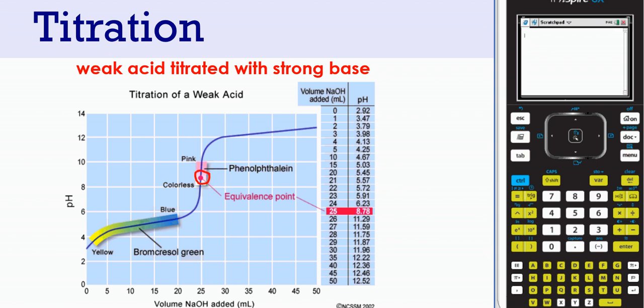Notice our endpoint for a weak acid being titrated with a strong base is higher than 7. It has to do with the strong base, and we'll talk more about that in AP. But the big idea here is that we can recognize this curve type as a weak acid being titrated by a strong base. Notice that we end up at the same point up here as we did in our other titration because we were using a strong base as our titrant.